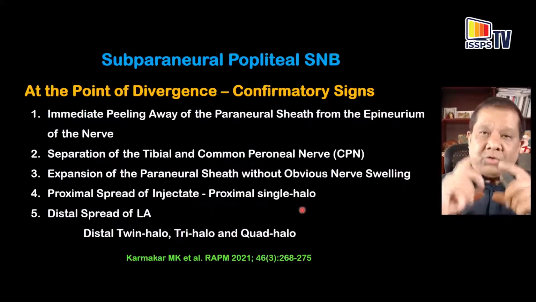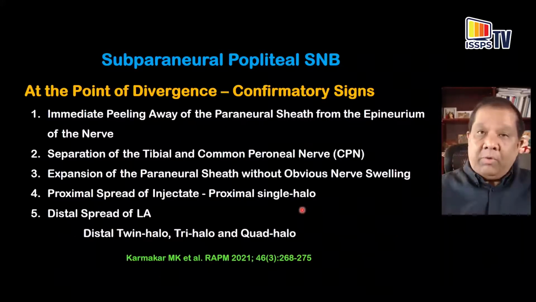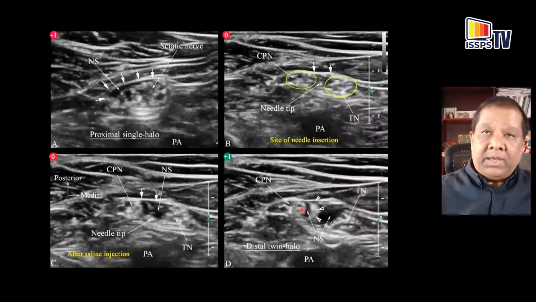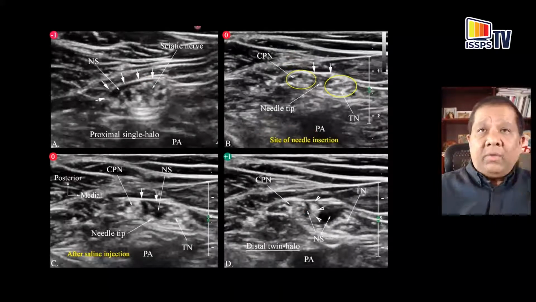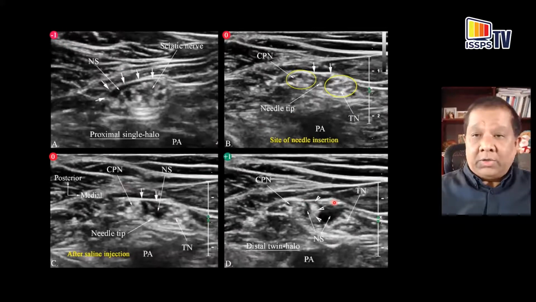So if you look at the main trunk, you'll see a single hypoechoic or anechoic halo around the sciatic nerve, which distally will appear to you as a twin halo because it follows the common peroneal and tibial nerve. So for this discussion, again, when you see 0, that means this is the point of injection. Any -1 means this is proximal, cranial to that site, and anything plus is caudal to that site.